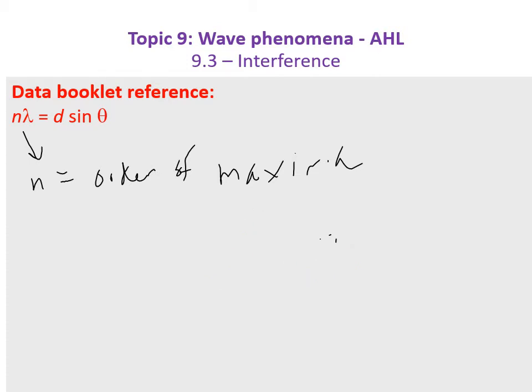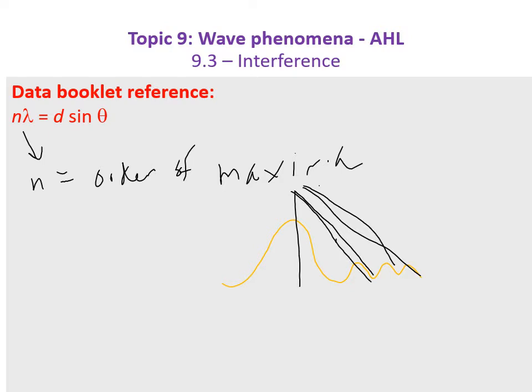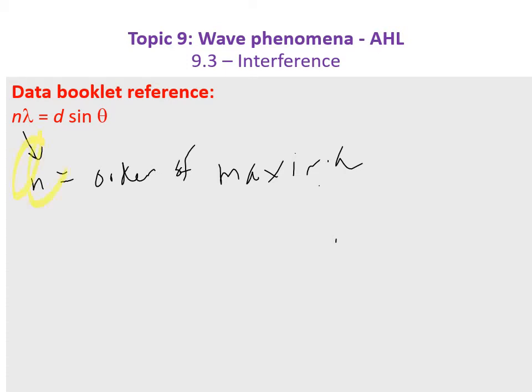Lambda, again, is the wavelength of light. d is the distance between the slits, and sine theta, or theta, is the angle between the central maximum and any subsequent maximum. So that's the angle subtended. Again, between here and here, or here to here, it's that angle between the center of the central maximum and the center of the subsequent maxima. So hopefully you can see I'm trying to draw this as well as possible.